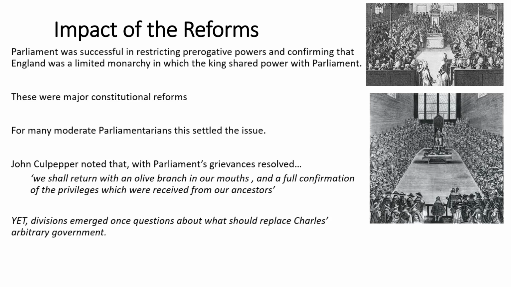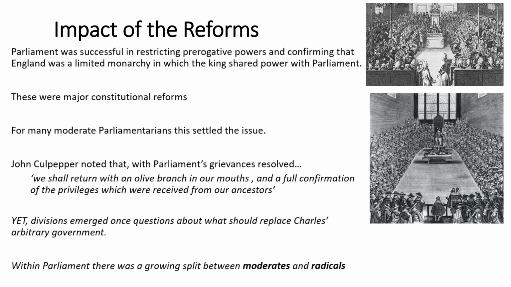Yet, divisions emerged once questions about what should replace Charles's arbitrary government emerged. So what happens next? This is where the big questions and divisions within Parliament are going to arise from. There's going to be this split, and we're going to talk a little bit about this today in the next couple of slides. So this split between the moderates, who are quite happy with the reforms that are granted, and the radicals, who want to go further. And this is where we see Parliament split.